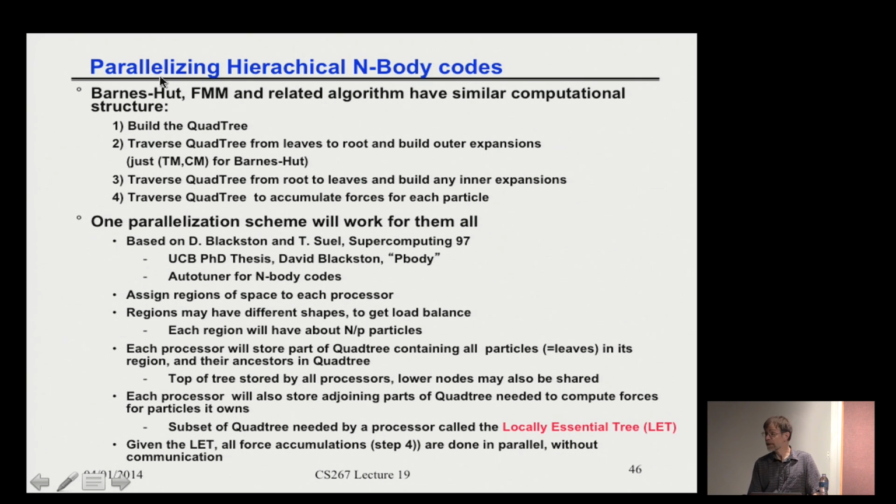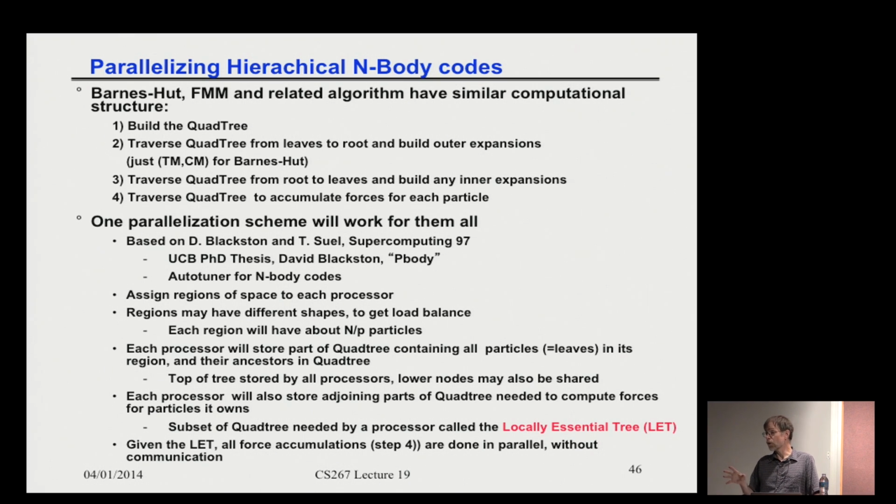So both Barnes-Hut and the fast multipole method have four phases, four stages. The math inside is different, but from a parallelization point of view, I hope this is enough. So we have to build a quadtree. I'll keep it all in 2 dimensions, just to keep it easier. Then you have to traverse the quadtree from the leaves to the root and build something called outer expansions. In the case of Barnes-Hut, that was simply the center of mass and the total mass for each box, and you pass that up to the root.